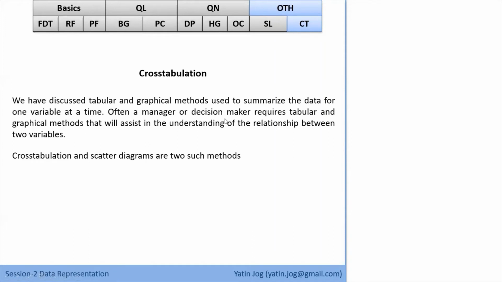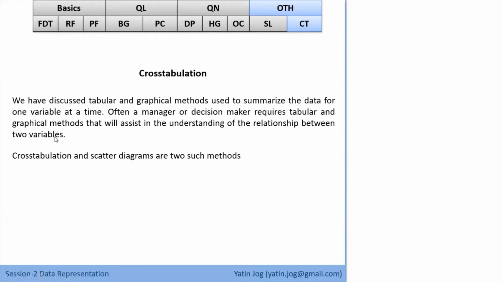Often a manager or decision maker requires tabular and graphical methods that will assist in the understanding of the relationship between 2 variables. So cross tabulation and scatter diagrams are the 2 methods to represent 2 variables. Cross tabulation is a tabular method and scatter diagram is a graphical method to represent 2 variables.